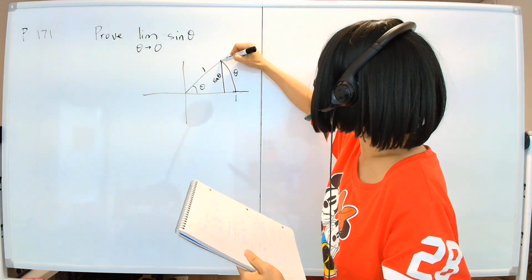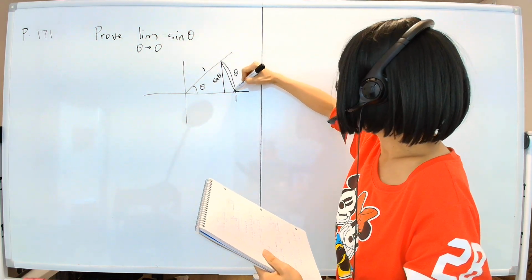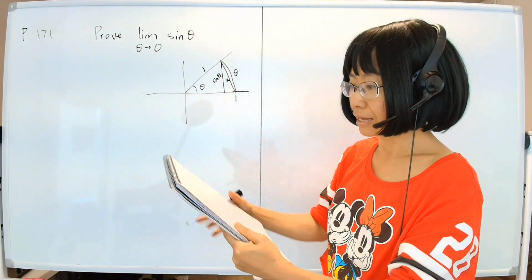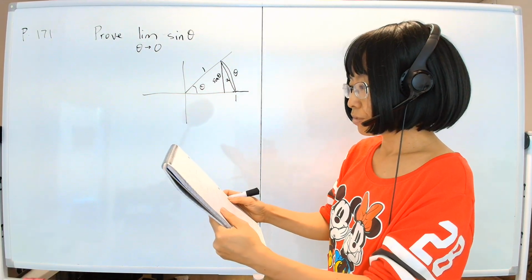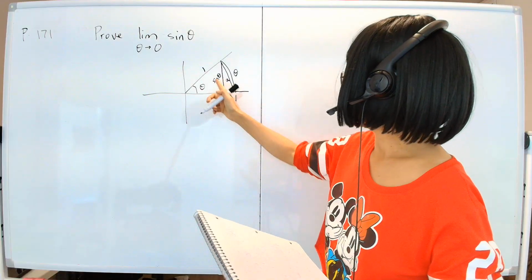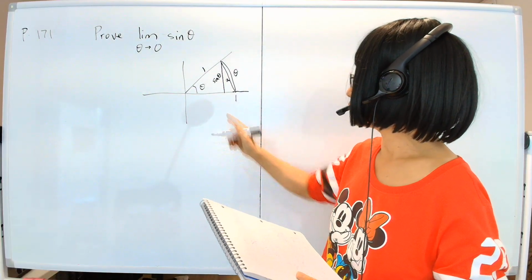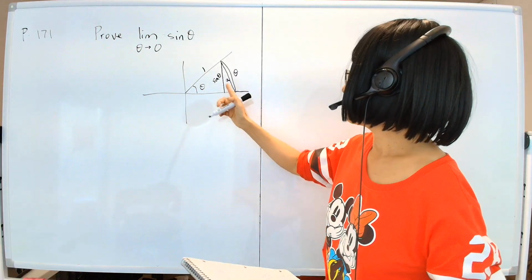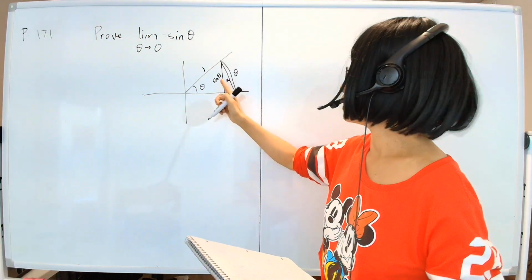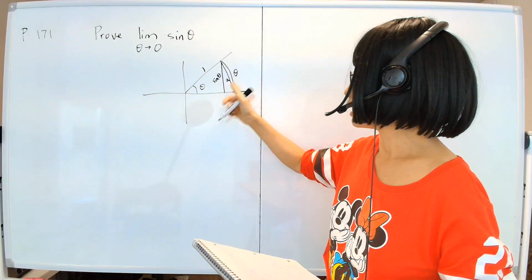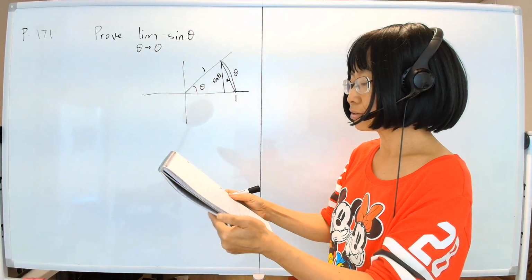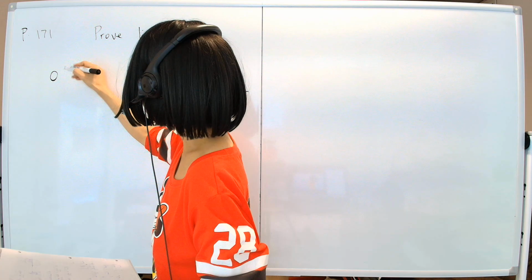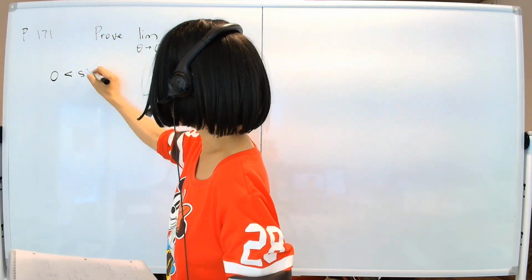To prove that, I draw another third line here, and this length I will call A. My argument is going to be that sine theta is less than A and A is less than theta. And here's how it argues. First, sine theta is of course bigger than 0 if theta is bigger than 0.